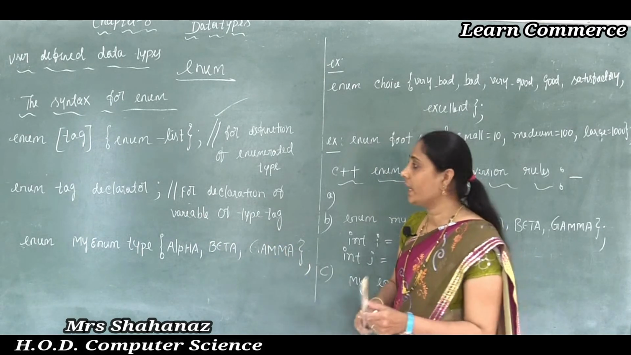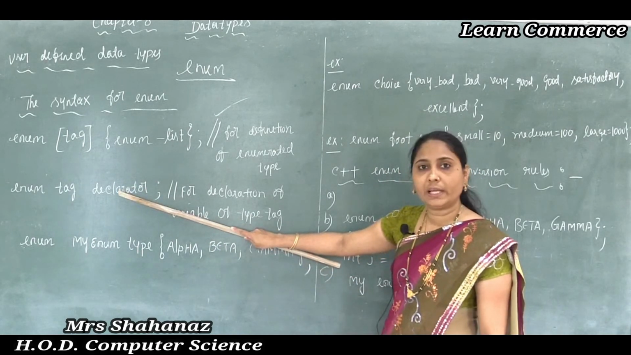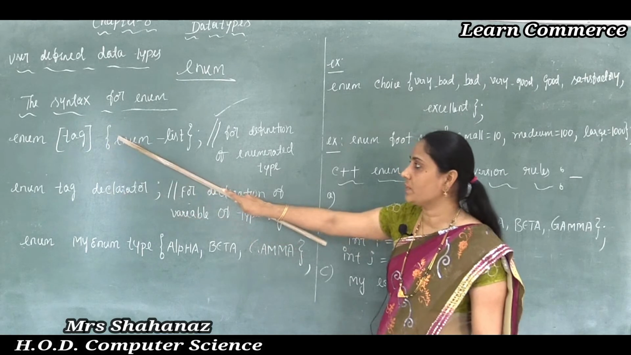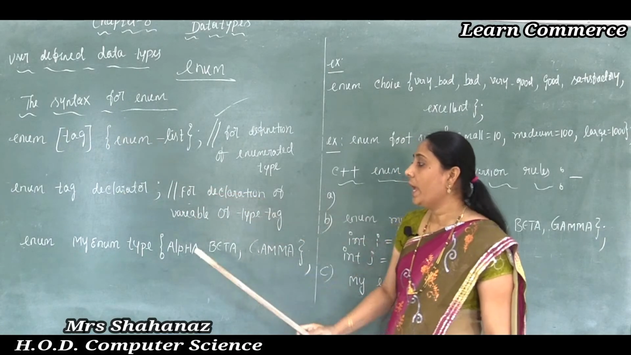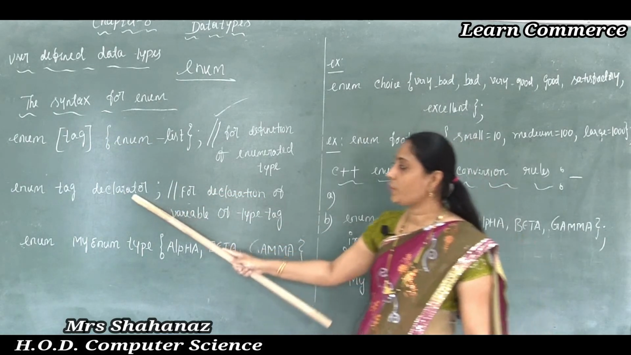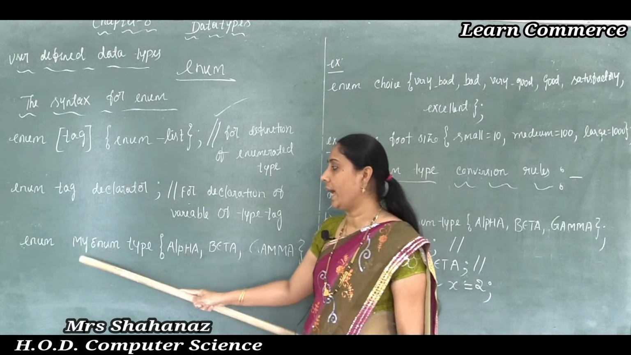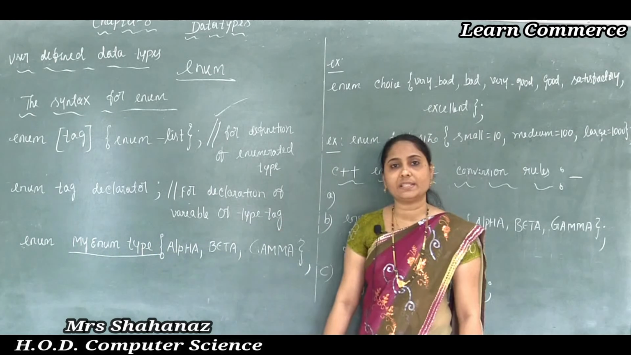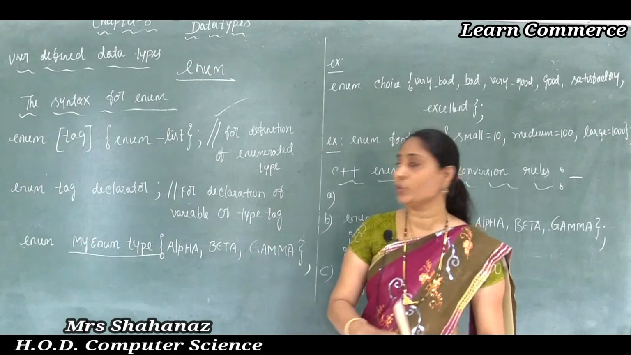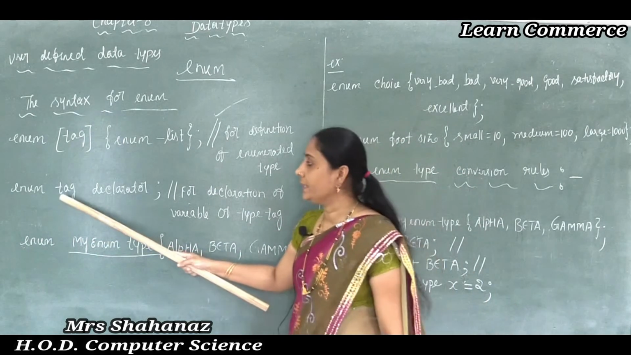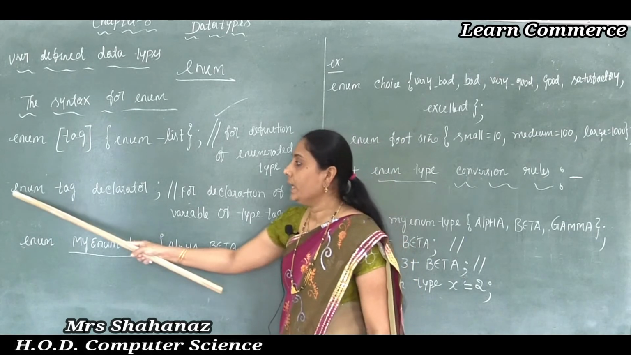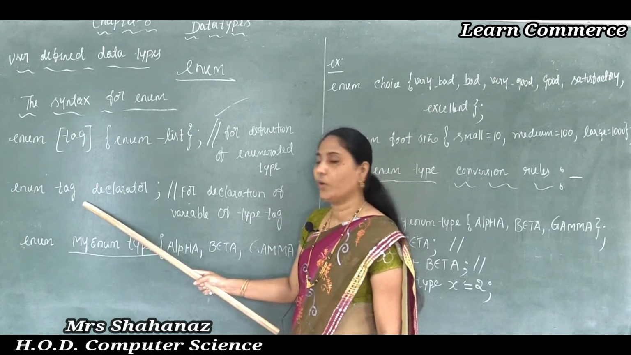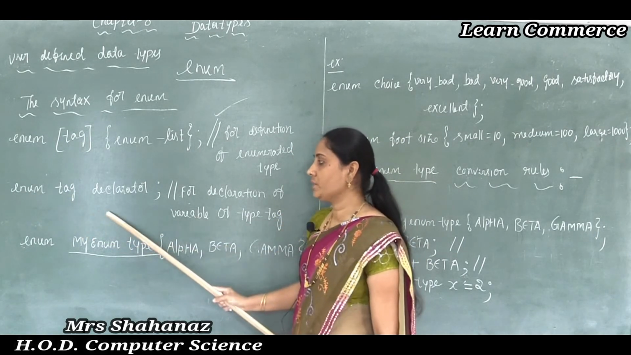First of all we should declare the tag here, and afterwards we are going to create the list. Now first of all I want to declare the tag. The tag name is my enum type. So how am I going to declare the tag name? I declare it as enum my enum type semicolon.